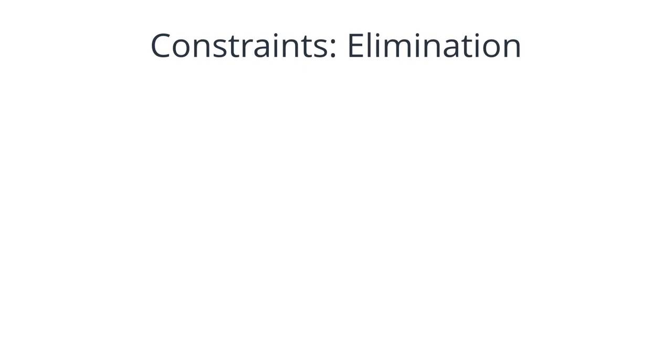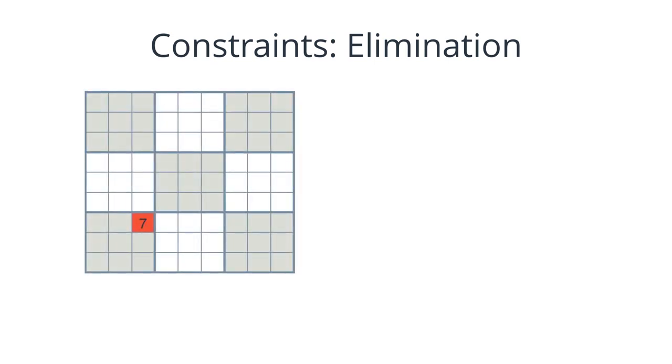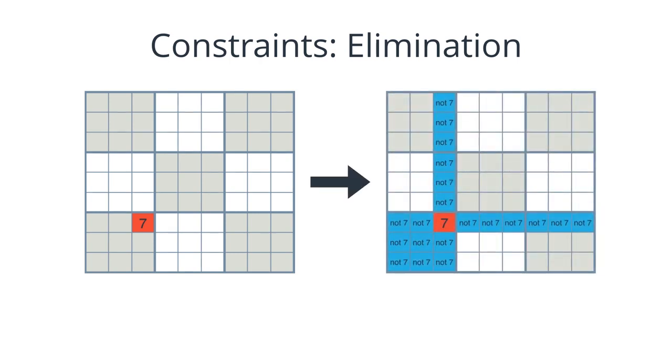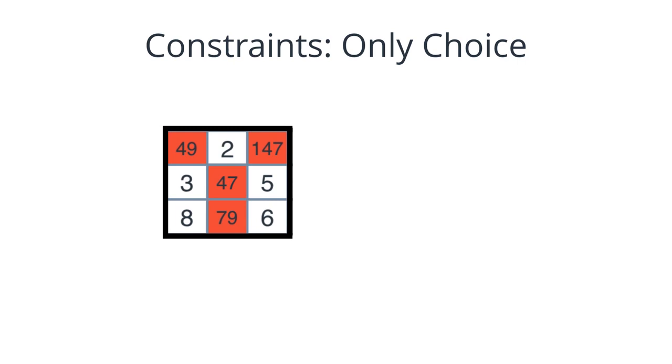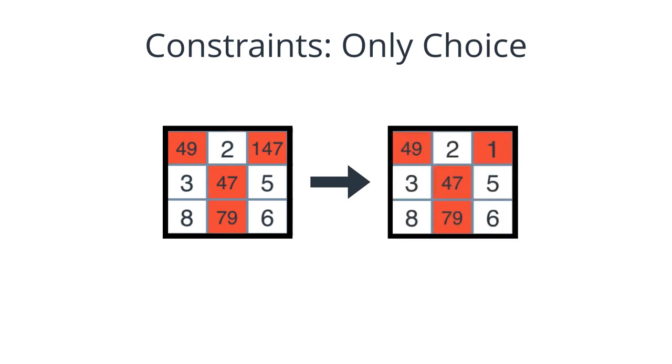So let's recall what we've done. We have two techniques to reduce our Sudoku. The first one is elimination, which consists of picking a box with a value and removing this value from all its peers. And the second one is called only choice, which consists of picking a unit, and if there is only one value that is only allowed in one of the boxes, assigning that value to the box.